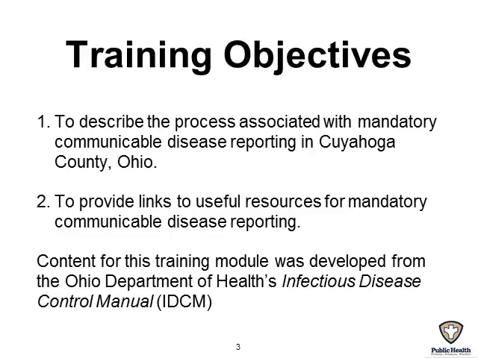The objectives of this training are twofold: to describe the process associated with mandatory communicable disease reporting in Cuyahoga County, Ohio, and to provide links to useful resources for mandatory communicable disease reporting. We will reference certain documents throughout the training. Links to those documents will be provided at the end of the module for your reference. Content for this training module was developed from the Ohio Department of Health's Infectious Disease Control Manual, the IDCM. A link to this manual can be found at the end of the training module.